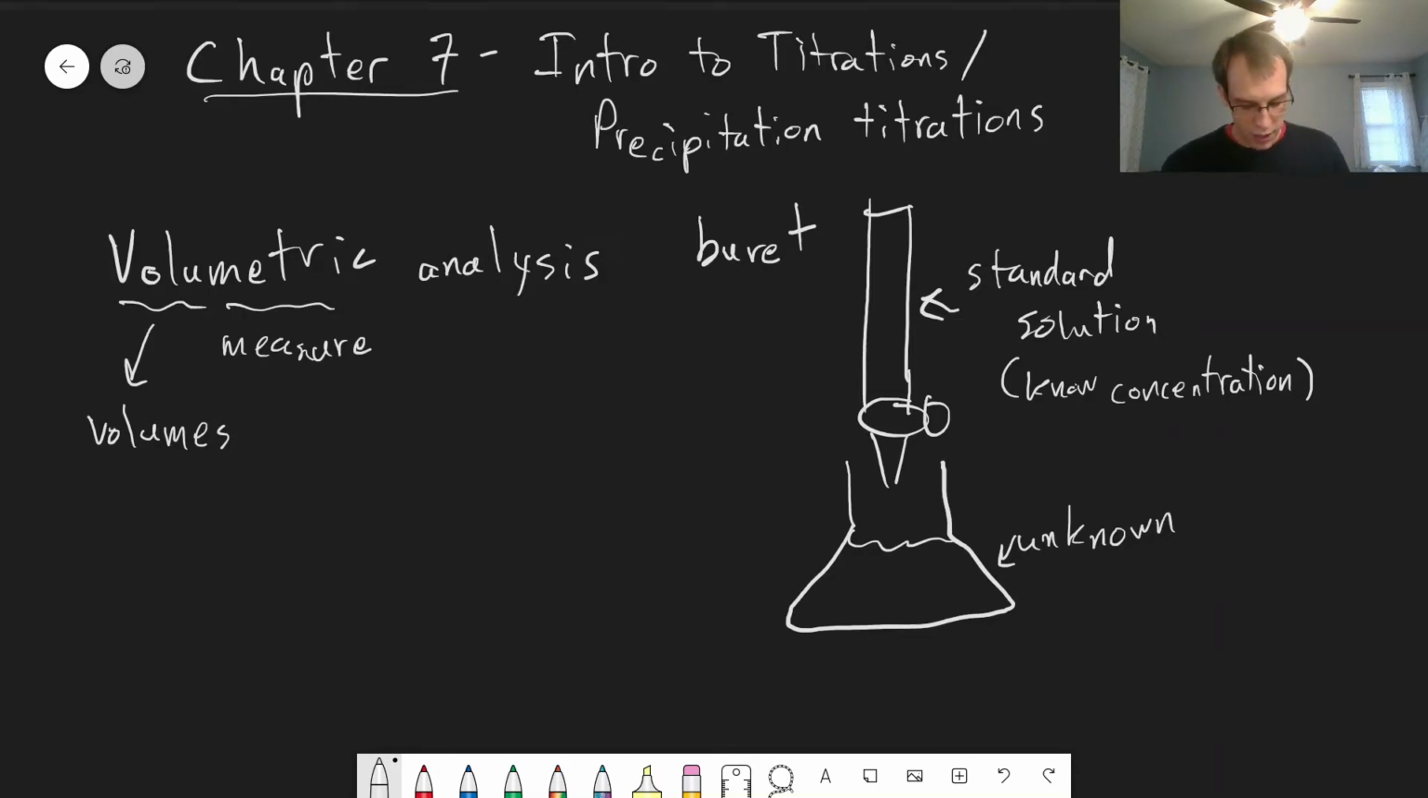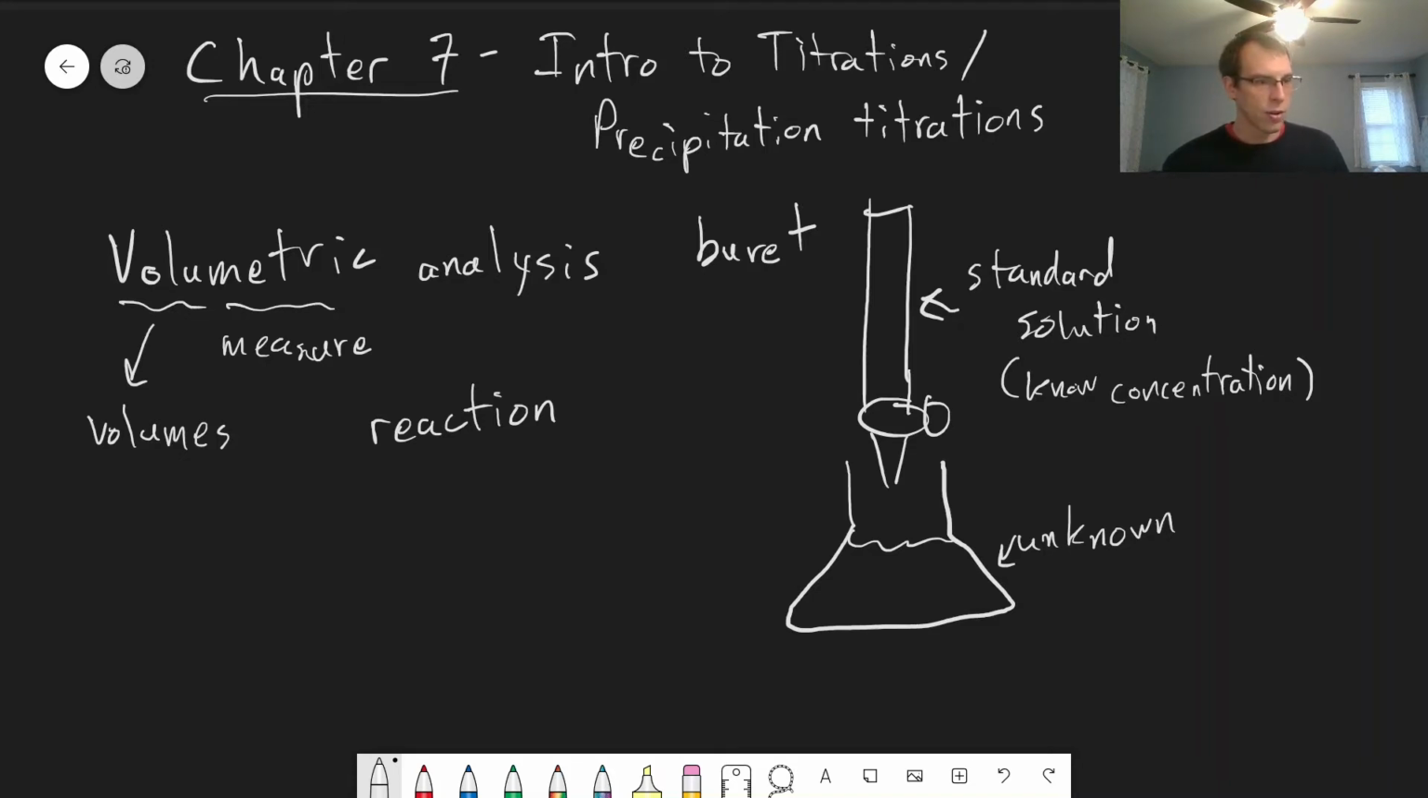So for a titration to work, what we need to know is the reaction. So titrations rely on the fact that there's a chemical reaction that happens between our standard and our unknown. And so often this is acid-base reactions or complexation reactions. In this chapter, we'll be looking at precipitation reactions. So our standard and our unknown are two parts of a salt that will form when we combine them together.